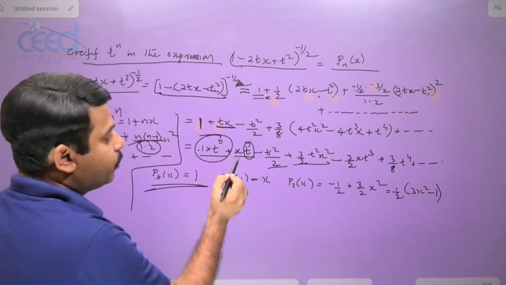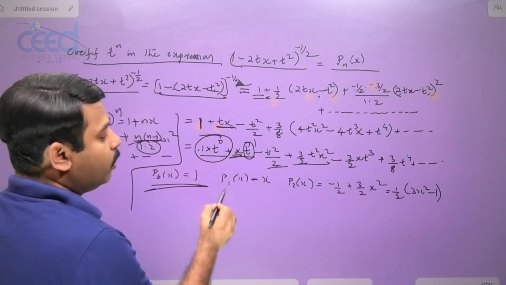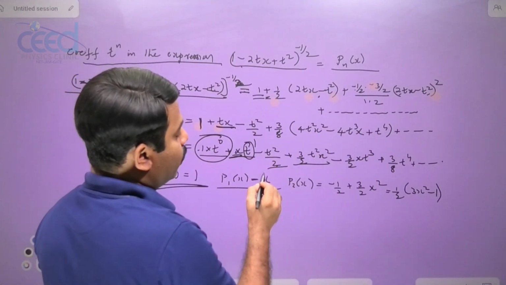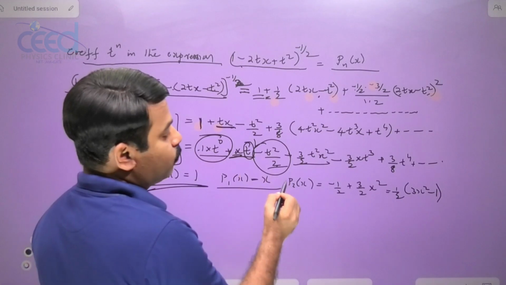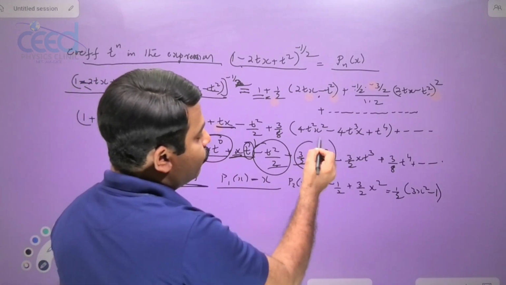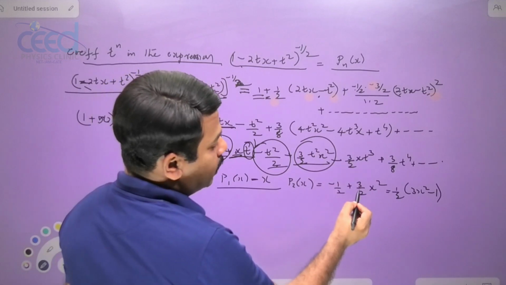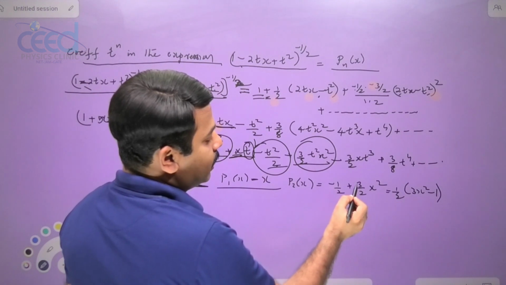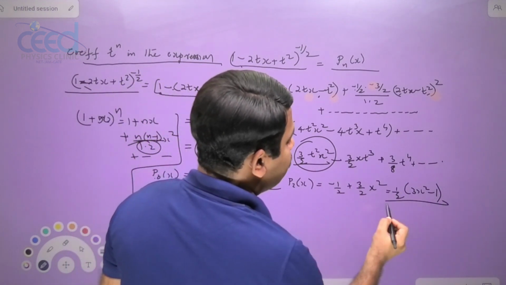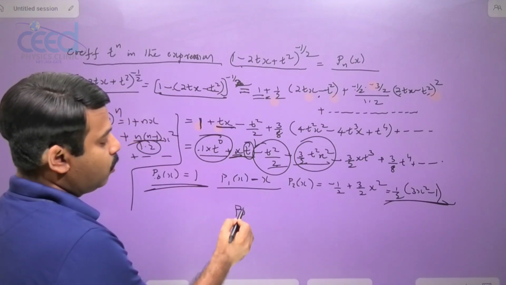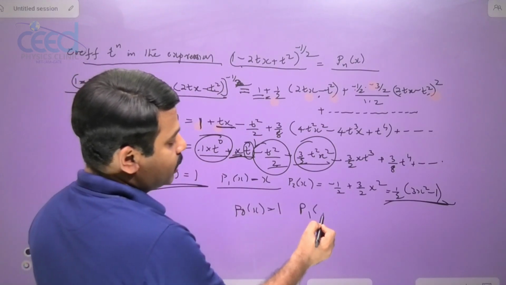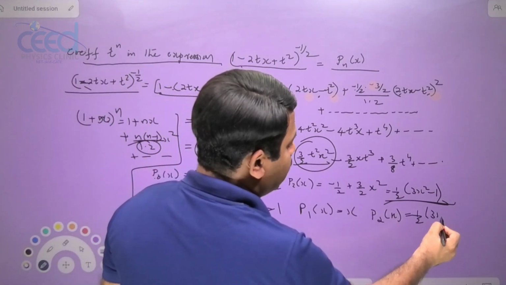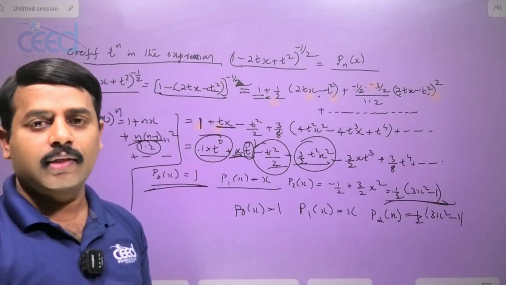Now what is the coefficient of t raised to 1? That is x, that is p1 of x, x. Now p2 of x, what is the coefficient of t square? Here the coefficient of t square is minus 1 by 2. Here also the coefficient of t square is what? 3 by 2 x square. Now you take 1 by 2 out from this, that is 3x square minus 1. Then this we studied as p2 of x. We studied p0 of x is equal to 1, p1 of x is equal to x, and p2 of x is equal to 1 by 2 into 3x square minus 1, alright.